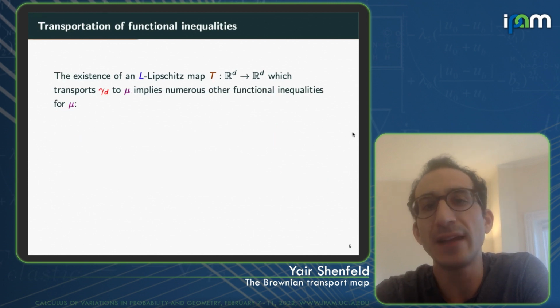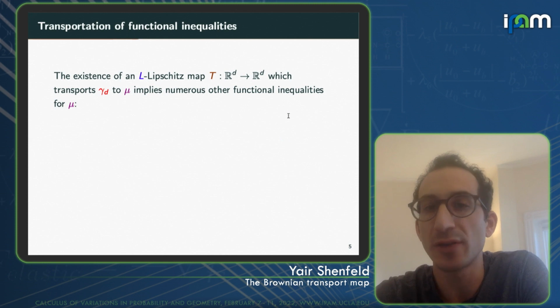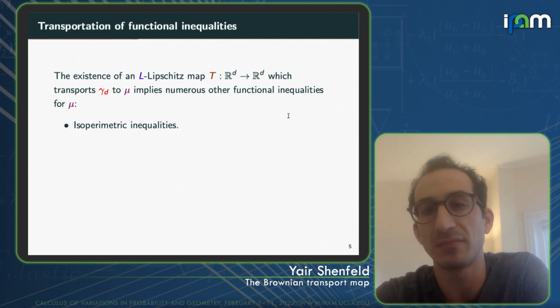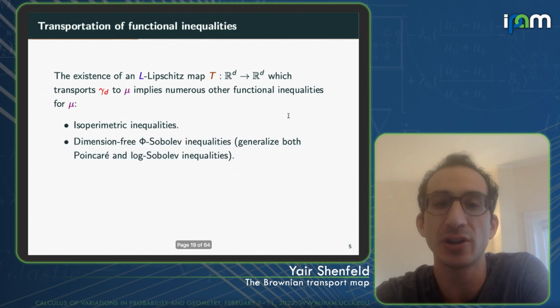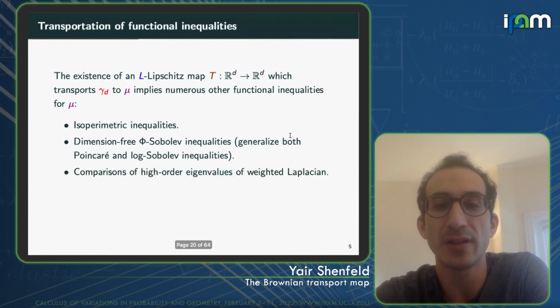Now, the advantage of the transportation approach is not really special to the Poincare inequality, as you might have noticed. Really, it could apply whenever you have something with a gradient. Let me just give you examples, but even without gradients, parametric inequalities can be transferred using a transport map. Dimension-free phi-Sobolev inequalities, which are just generalizations of the Poincare and Sobolev inequalities, can also be transported that way.